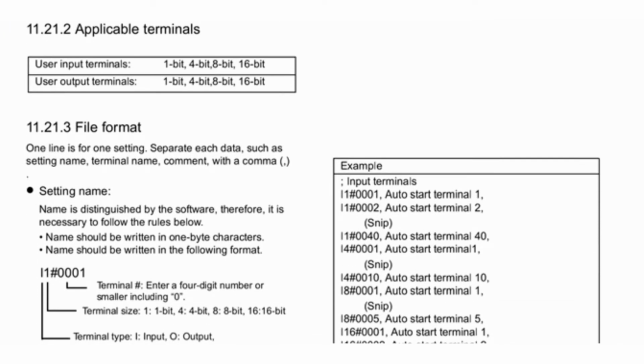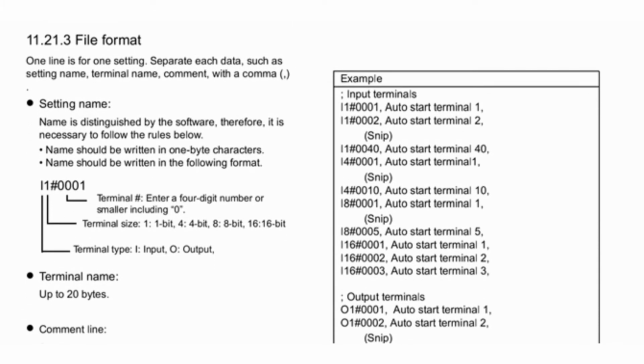Next one is applicable terminals. User input terminals 1 bit, 4 bit, 8 bit, 16 bit. User output terminals 1 bit, 4 bit, 8 bit, 16 bit. Next one is file format. One line is for one setting. Separate each data such as setting name, terminal name, comment with a comma.